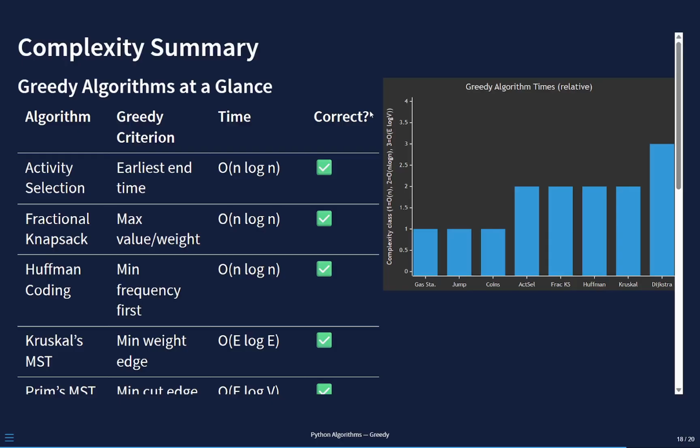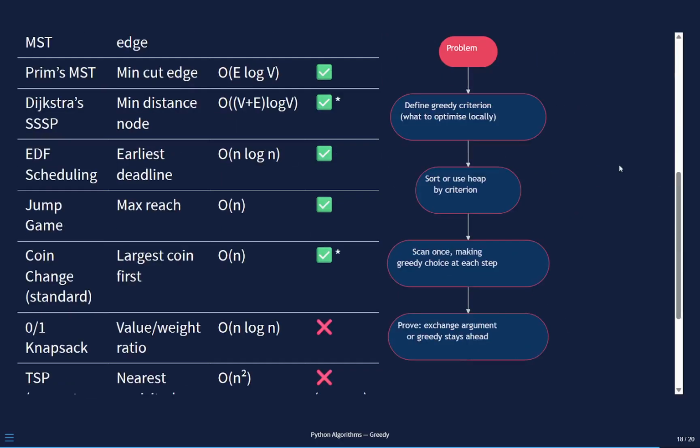The bar chart reinforces the practical reality. Most greedy algorithms sit at O(n log n) or better. The ones on the chart range from O(n) for gas station and jump game, up to O(n log n) for the sorting-based algorithms, and O(E log V) for graph algorithms. Greedy algorithms are among the fastest correct approaches in algorithm design. Their strength is that single-pass or heap-driven simplicity.